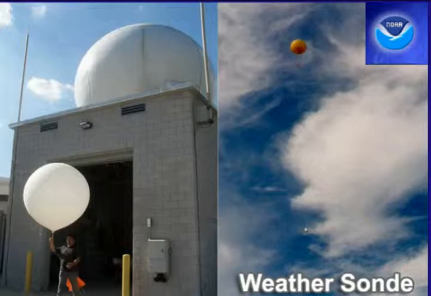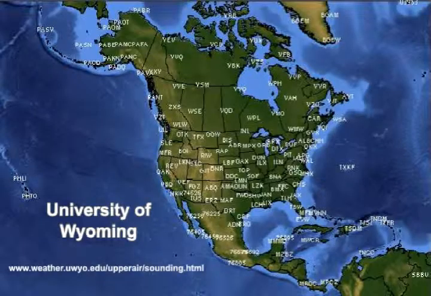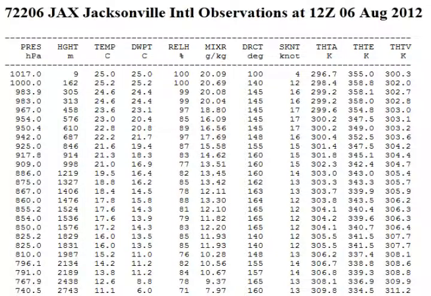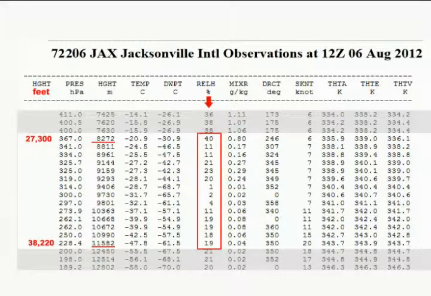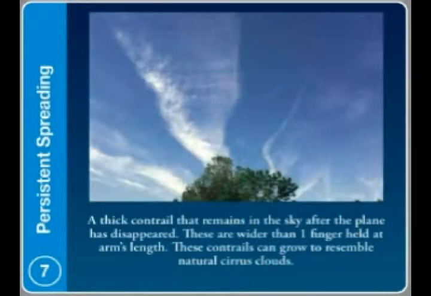The University of Wyoming is one place that aggregates the weather sonde data from over 70 sites around the United States. Here's an example of a report from Jacksonville International showing below 25% relative humidity for nearly every data point above 27,000 feet. But regardless of low humidity, some people in Jacksonville reported a sky full of persistent contrails anyhow.